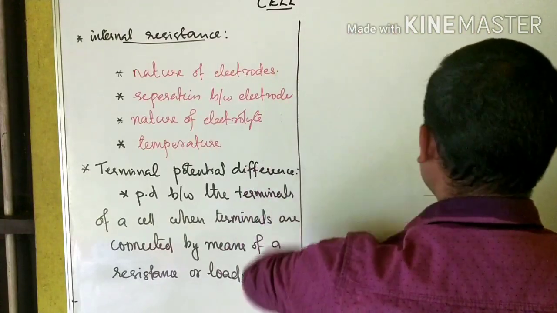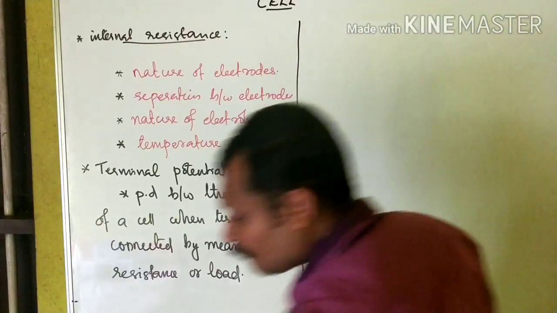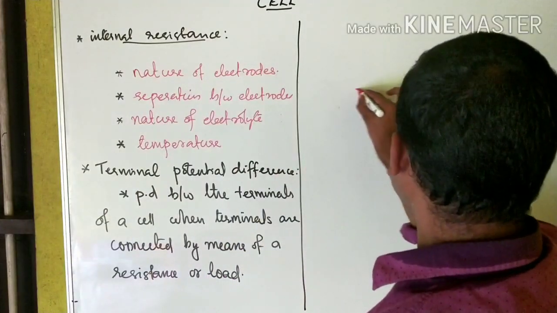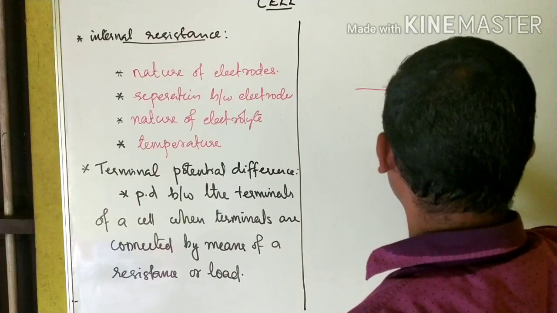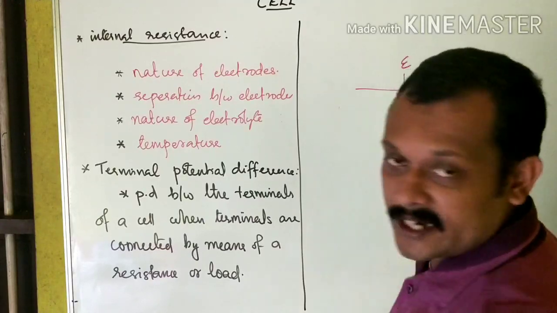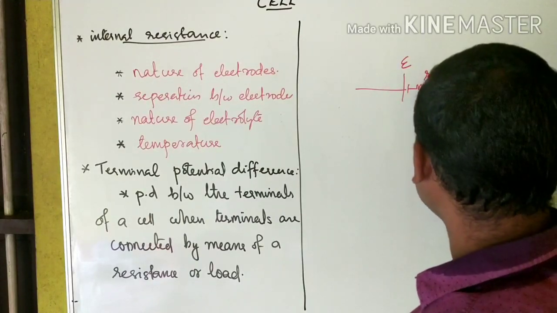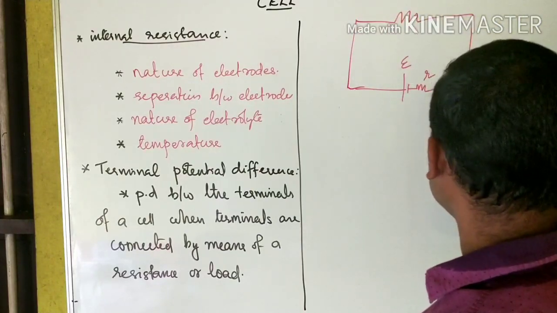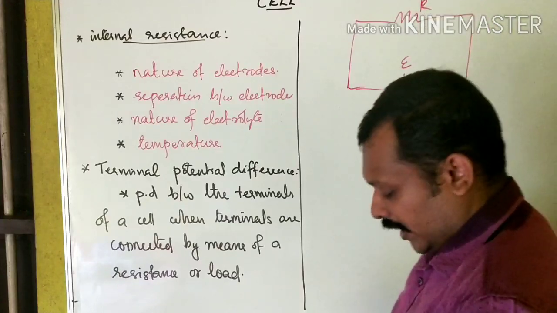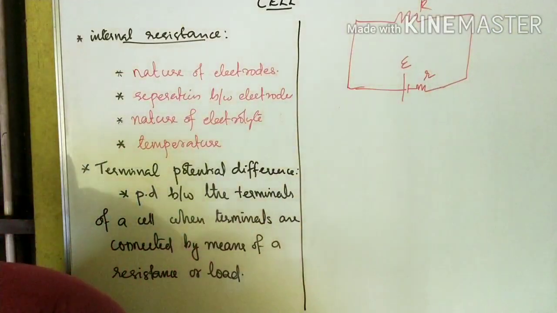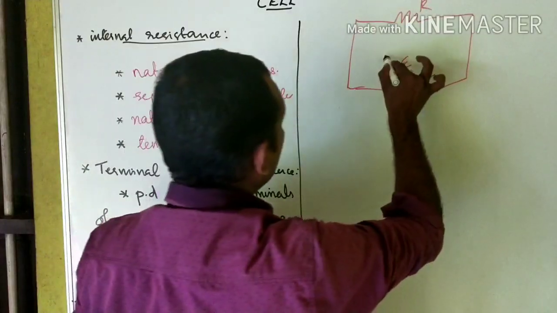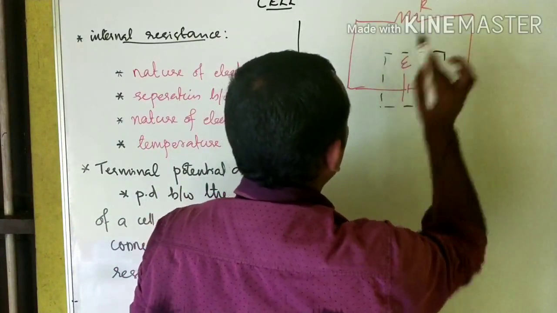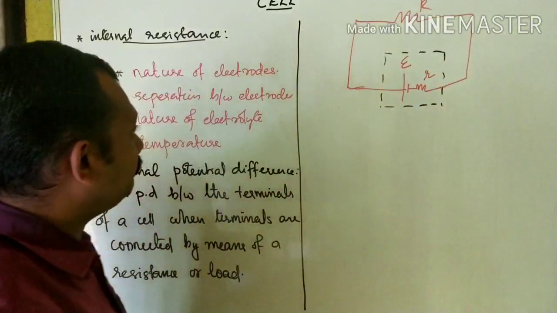Now let us consider a situation. This is the symbol of a cell with the internal resistance. The EMF of the cell is epsilon. The internal resistance is small r. And let me connect it by means of an external resistance, capital R. Now this much is nothing but our cell.